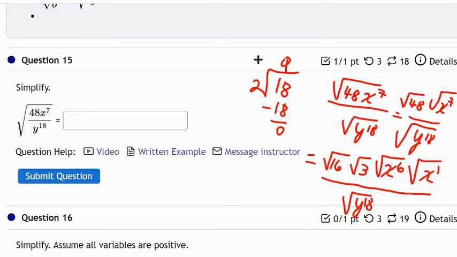So now I'm just going to gather stuff up. I'll gather all the ones that I can actually simplify, like the square root of 16. I know the square root of 16 is 4. And the square root of x to the 6th.